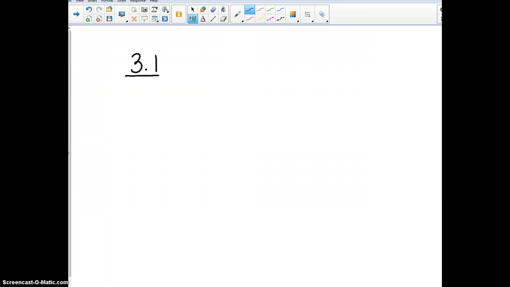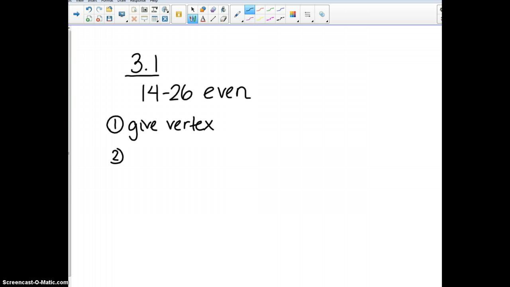From section 3.1, I would like you to do problems 14 to 26 even. Now, I don't like the instructions, so instead of reading the directions and following them, this is what I would like for you to do on each of the problems. You need to give the vertex of the parabola. Some of them are already in the form for you, some of them you have to use the formula to figure it out. I also want you to sketch a graph. And again, sketching means put the vertex in the right place, open it up or down correctly, and that's all I'm concerned about here. You don't have to worry about how wide or how narrow it is.